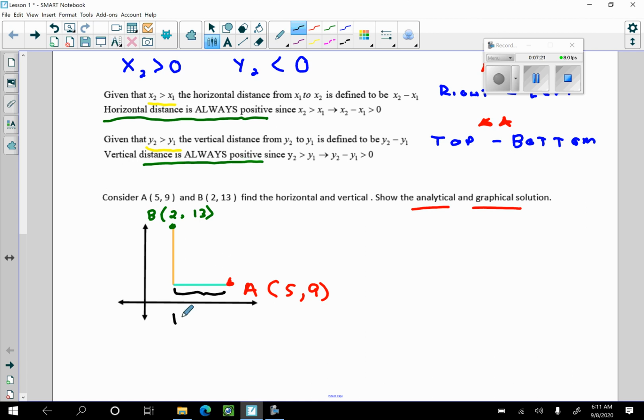So this blue line, or teal, if you will, this distance here, that's called the horizontal distance, because it's along a horizontal. And horizontal lines, by definition, are lines parallel to the x-axis. This is the horizontal distance. And this right here is the vertical distance. And I'm going to abbreviate distance here. And so I want that.